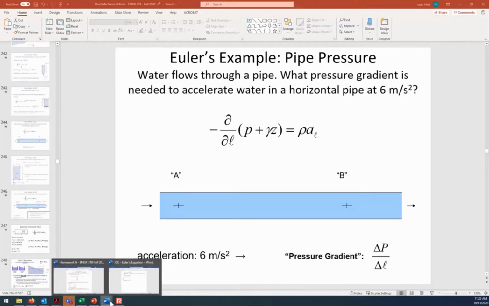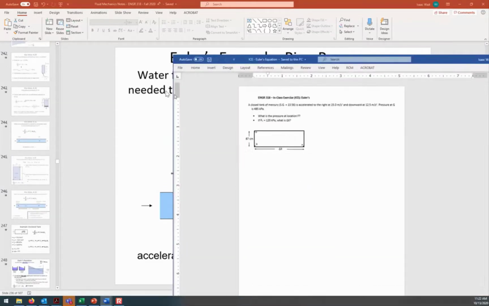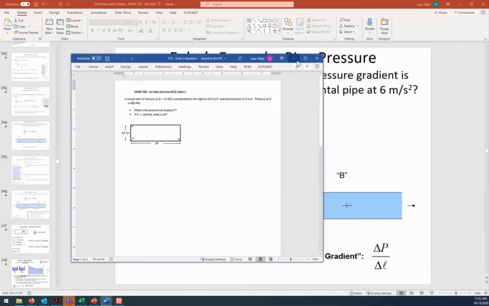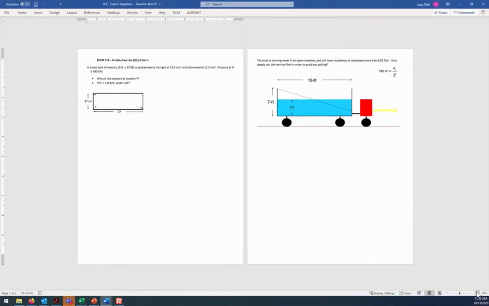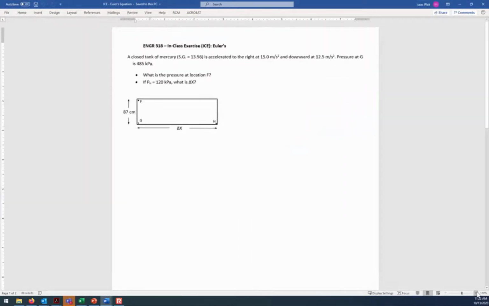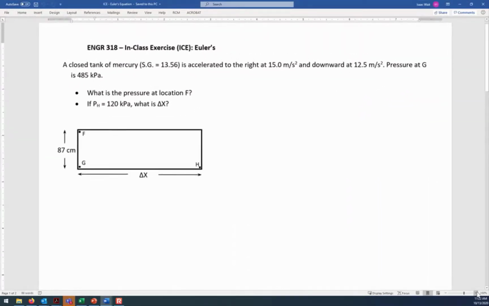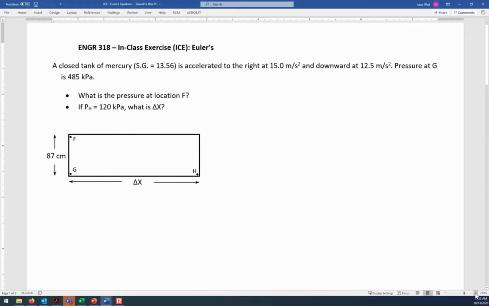Now, the file that I emailed you before class is this. And if you're able to print it out, that's great. If not, that's okay. You can just write on a scratch piece of paper.